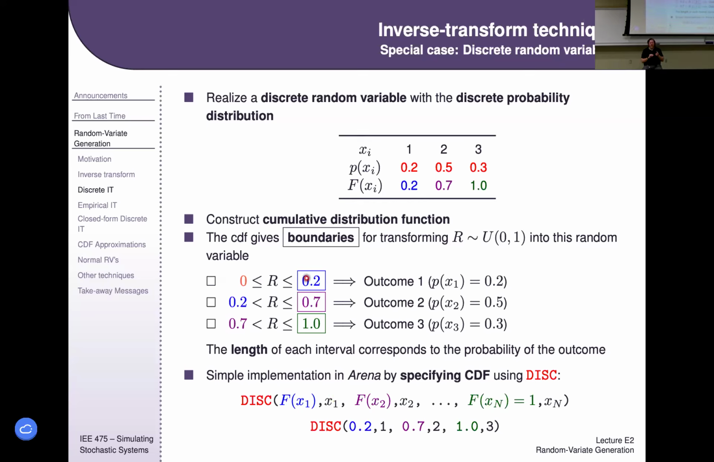So you would say that, and here 0.2 goes to outcome 1, so 0.2, 1. The next one, 0.7: everything from 0.2 to 0.7 goes to outcome 2, so 0.7, 2. And then the last one here, 1.0, 3. This also means that the DISC function always ends in a pair that starts with 1.0. So that's how you put a probability mass function for a discrete random variable into Arena: you load the inverse CDF into the DISC function. So I want you to know DISC and just basically writing out the CDF in this form.